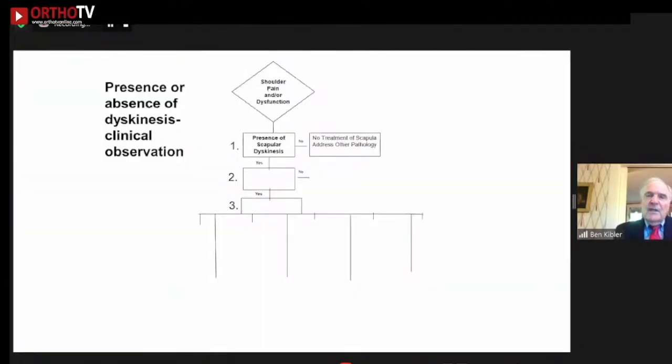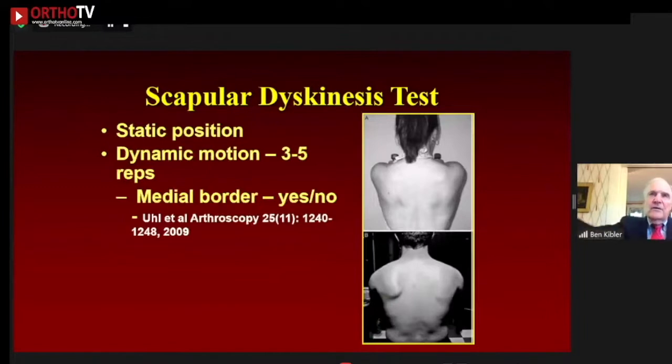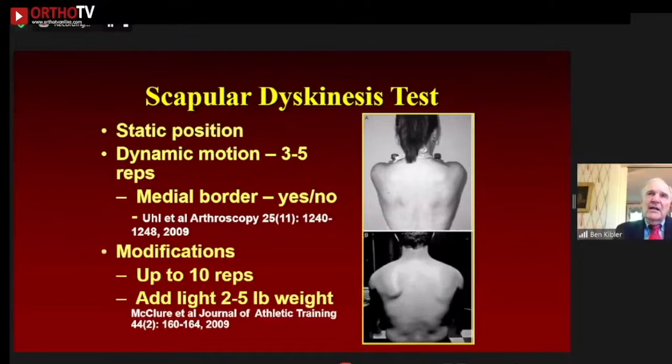So the first is, when a patient has shoulder pain and or dysfunction, check to see if it's present or absent. The way you do this is we call the scapular dyskinesis test, which is you look at the static position, then you have them move their arm in forward flexion in the scapular plane 3 to 5 times. You observe the medial border and you say, is the medial border asymmetrically prominent or is it not? If you need a little extra help, you can add some weights and you can add the reps. This will sometimes fatigue the muscles and show this a little bit better.